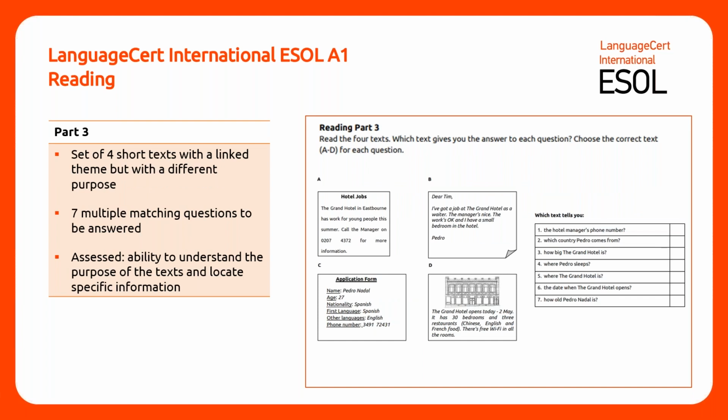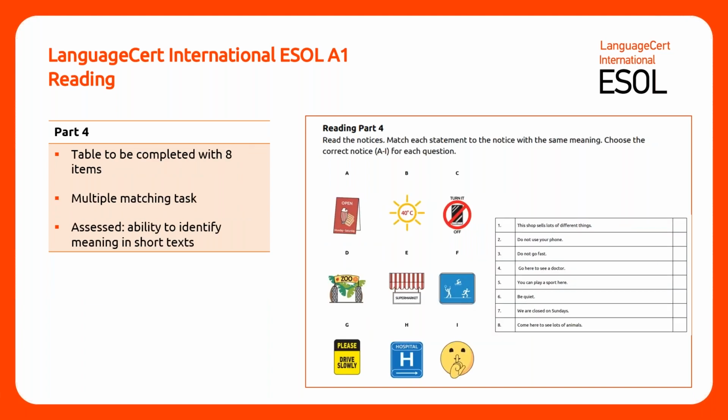Part 3 presents candidates with a set of 4 short texts with a linked theme but with a different purpose. They are required to answer 7 multiple matching questions. This task aims to assess the candidate's ability to understand the purpose of the text and locate specific information. Part 4 presents candidates with a table to be completed with 8 items. This is a multiple matching task once again. This part assesses the candidate's ability to identify meaning in short texts.